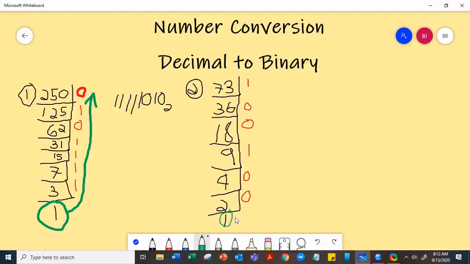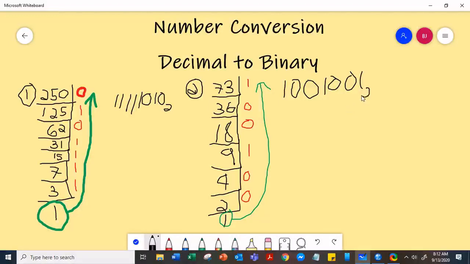So again, we choose the last number from 1, and then we put the number upwards. So 73 base 10, converted to binary, would now be equal to 1, 0, 0, 1, 0, 0, 1 base 2.